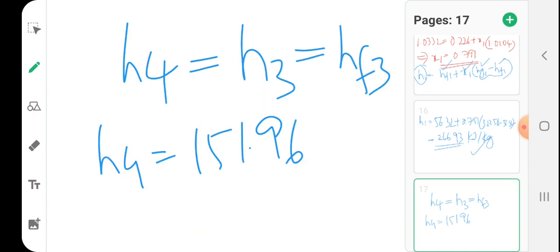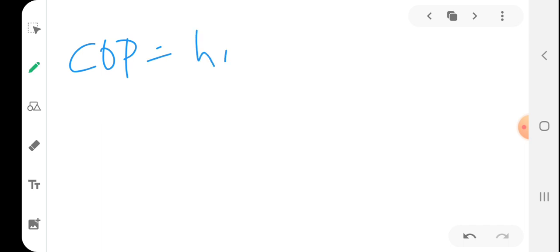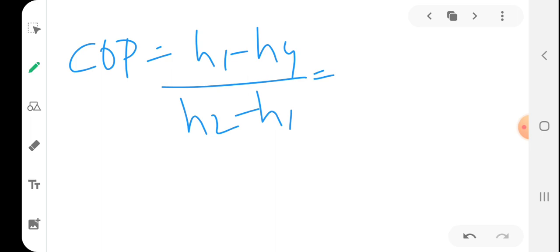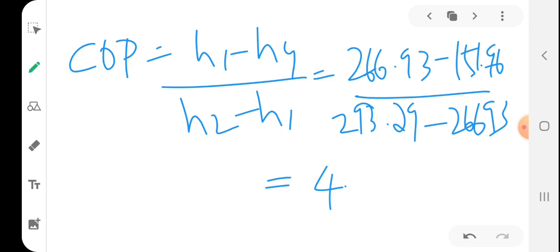So students, now you can obtain the value for COP, right? COP will be (H1 minus H4) by (H2 minus H1). It will be 266.93 minus 151.96, by H2, which is 293.29, minus 266.93, and the value will be around 4.36. So the COP obtained will be 4.36.